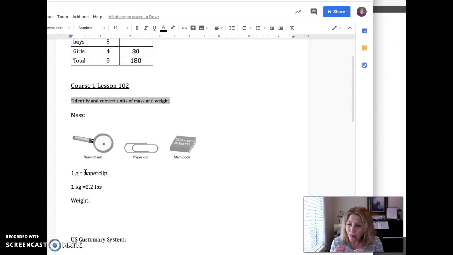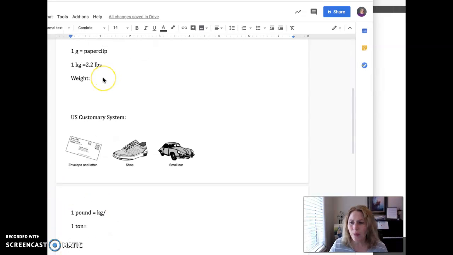And we can talk about tiny, teeny, tiny things like a grain of salt. That would be something like a milligram. So even smaller than a gram. So if you took a gram and you divided it by 1,000, then you would have this grain of salt. Okay, but most of what we need to worry about is taking the things that we already know and finding ways that we would maybe rate them.